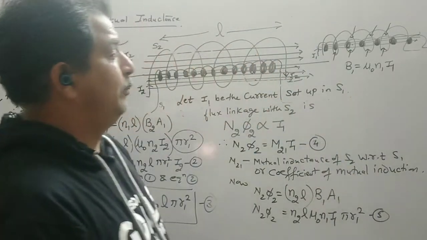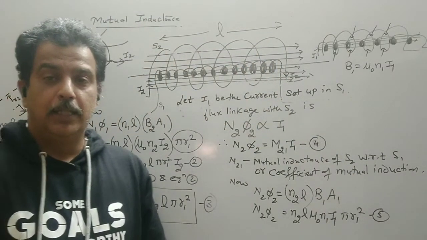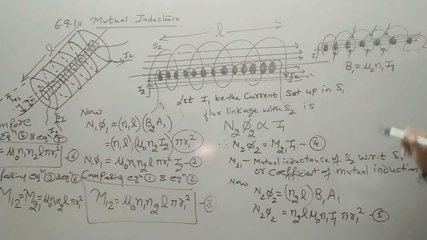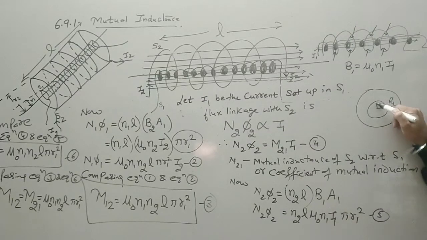So this was an example of a solenoid. Even if I take a system of two coils, say coil 1 with radius R1 and coil 2 with radius R2, kept concentric to each other, I can find out its mutual inductance also.